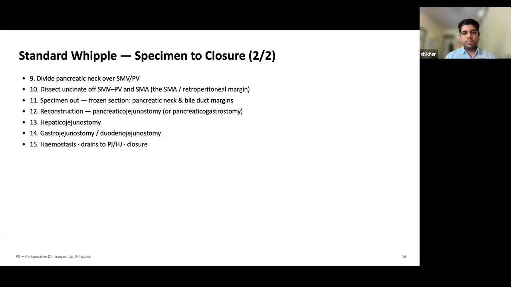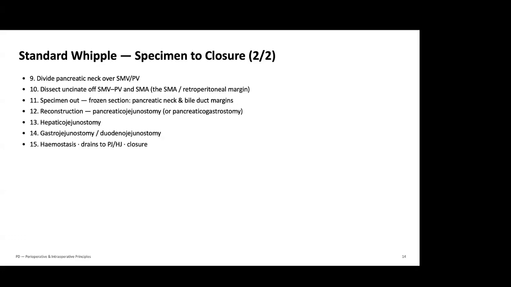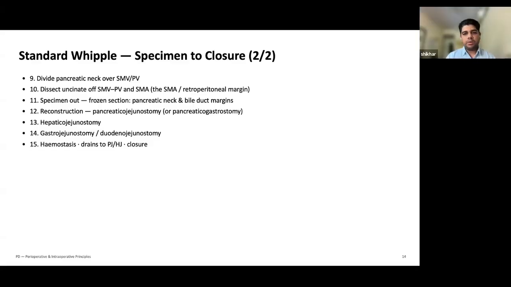If you have to answer in one line, meticulous dissection along the lateral border of the SMV and all the vessels. You should mention meticulous dissection in the mesopancreas. Understood?